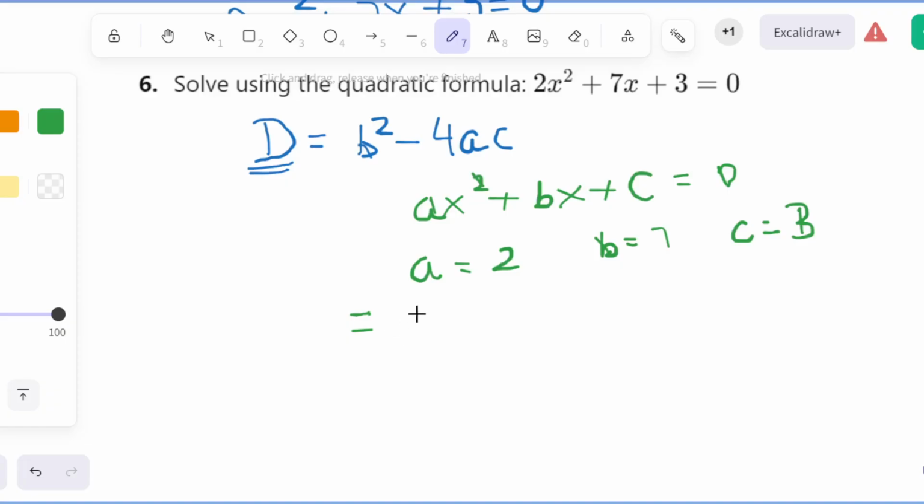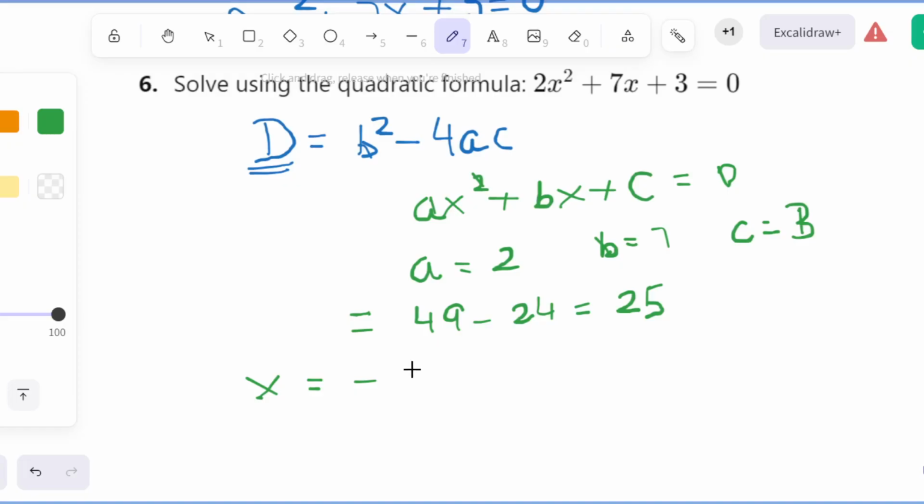So b² will be 49, minus 4ac, meaning 4 times 2, which is 8, and 8 times 3 is 24. So 49 minus 24 is 25, which is greater than 0, right? If it is greater than 0, you get two different values of x. I just put in the value of b, which is 7, 7 squared is 49, minus 4ac, minus 4 times 2 is minus 8, 8 times 3 is 24. When you're finding the value by the quadratic formula, this will help you at that time.